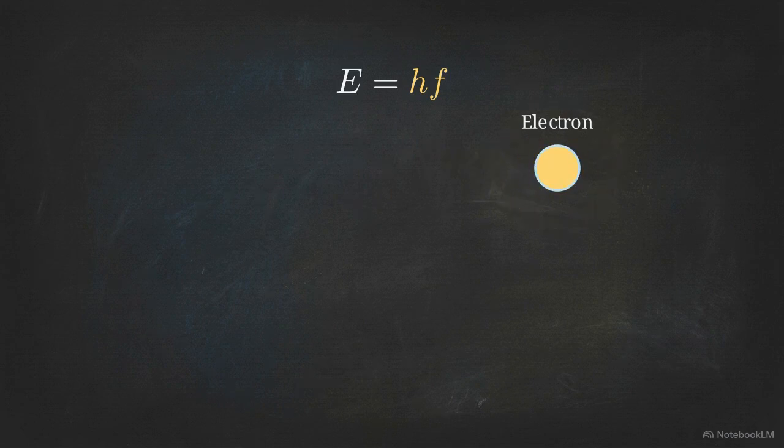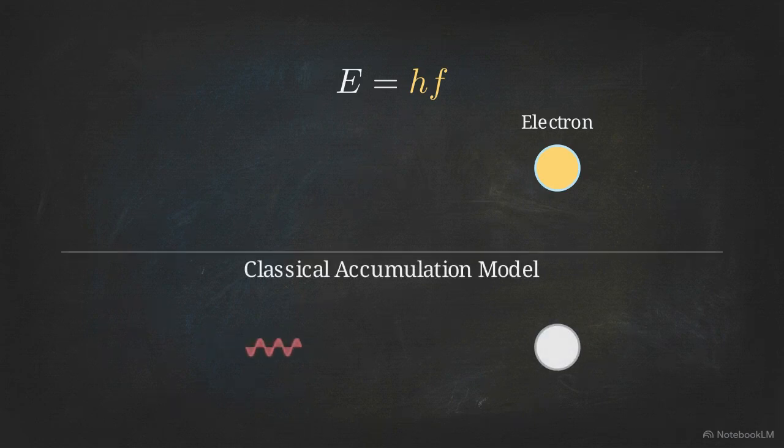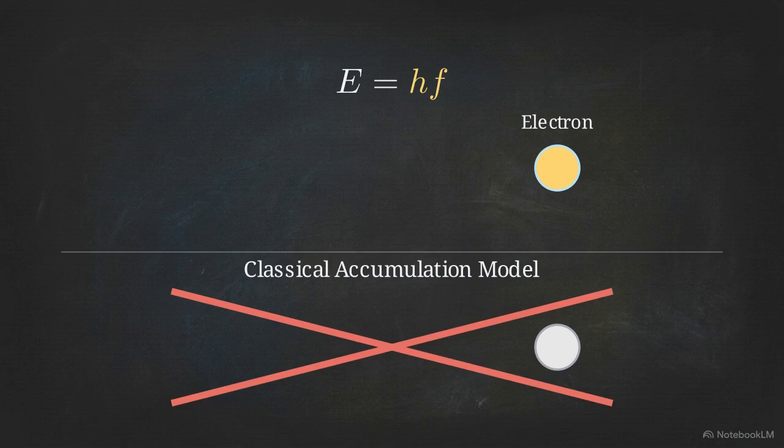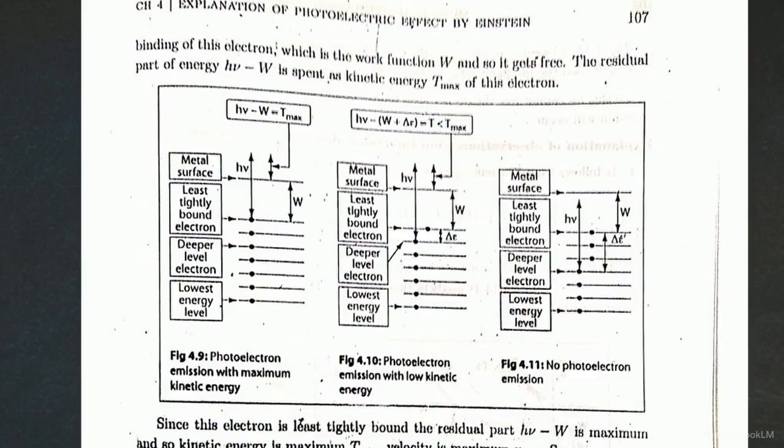A single electron interacts with exactly one photon at a time. It completely absorbs that photon's energy, and it cannot save up fractional energy from multiple photon strikes. This technical diagram illustrates how that energy is spent.